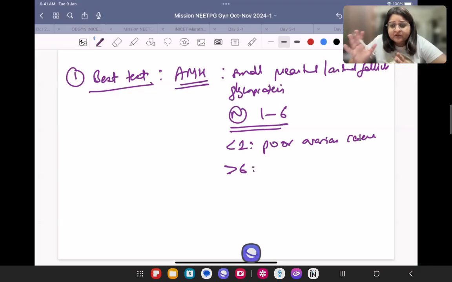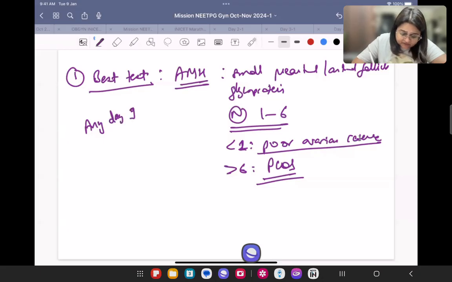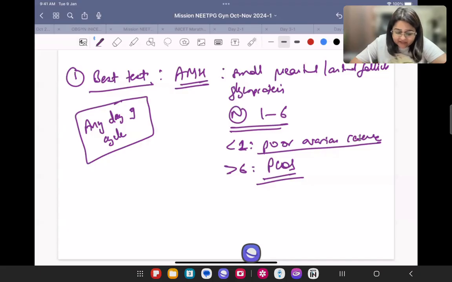In which patients will you see a low ovarian reserve? In girls or women who have polycystic ovarian syndrome, but it's not used to diagnose PCOS. It is only a marker of poor ovarian reserve, and it also helps determine the treatment response. So this is what you should know about AMH. Also, you should know it can be done on any day of the cycle. There are some recent studies which are saying it is best done on day 2.